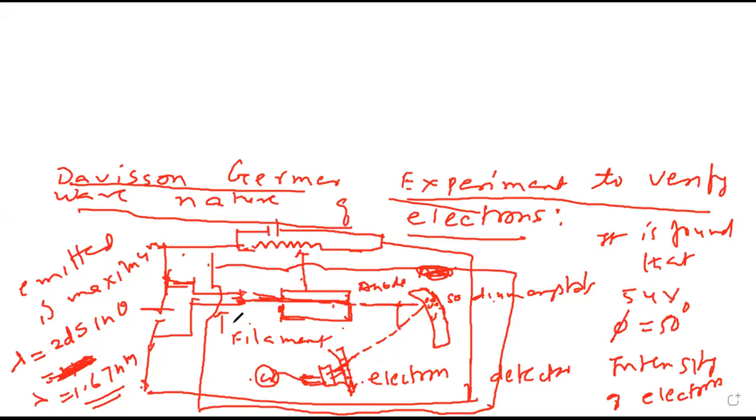This has all actually been deleted from the syllabus, but I am doing it in case they just want the value of voltage and angle. So at least that much you should know. Draw a rough diagram and write that it is found that at 54 volt, when deflection is 50 degree, intensity is maximum, and for maximum the wavelength comes out to be 1.67 nanometer. If you put 12.27 upon root V, you also get the same answer.